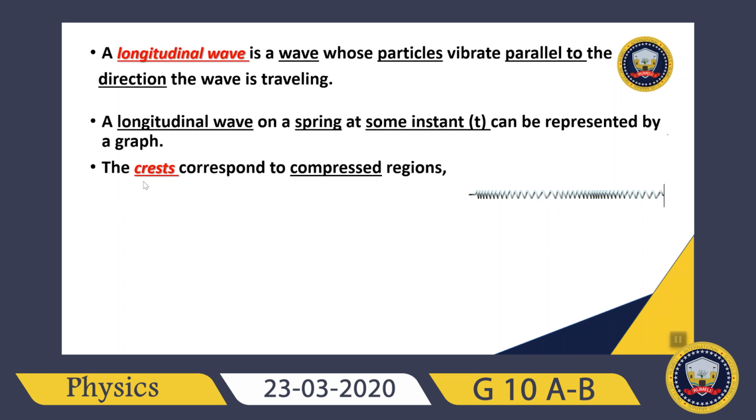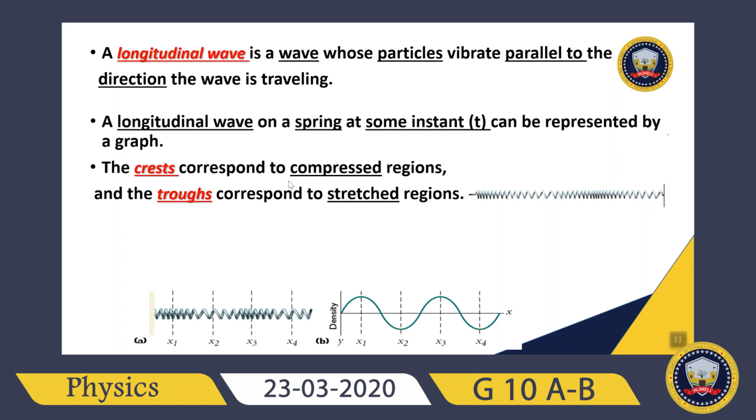But the crests correspond to compressed regions. The compressed regions, like this one and this one, are called crests, while the troughs correspond to the stretched regions. So this one is called trough and this one is called trough. So the crest and trough here are different from those of the transverse wave. In the transverse wave, the crest is the highest point away from the equilibrium position, and the trough is the lowest point away from the equilibrium position. But here, the crests refer to the compressed regions, while the troughs correspond to the stretched regions.